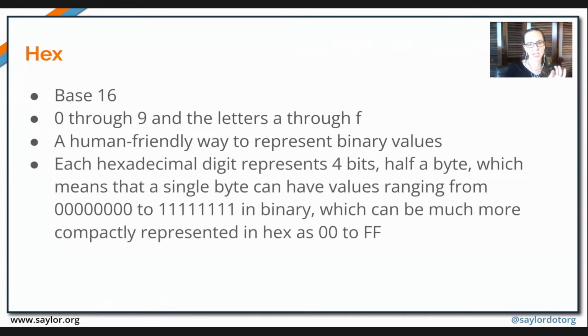Each hexadecimal digit represents 4 bits, half a byte, which means that a single byte can have values ranging in binary from 00000000 to 11111111, which can be much more compactly represented in hex as values from 00 to FF.